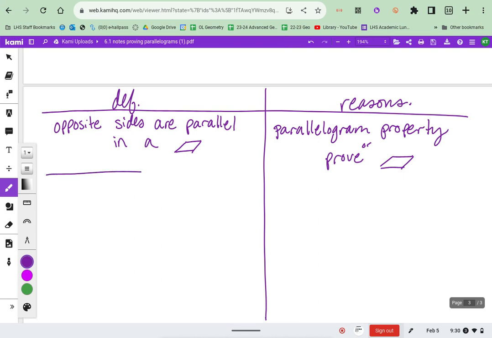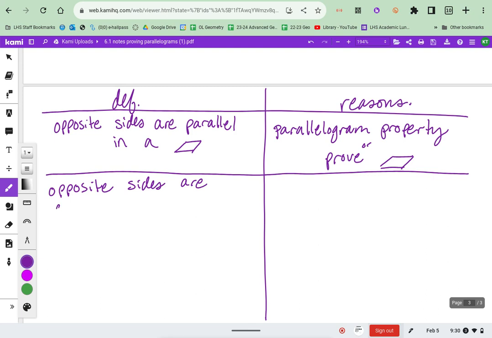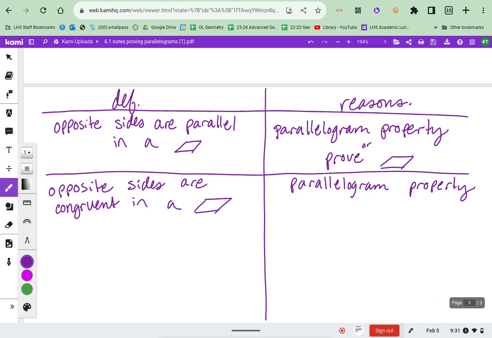And guess what? We're going to go ahead and do that for the other properties too. So the other 4 properties of the parallelogram. So we'll do opposite sides are congruent in a parallelogram. And this can also be used as a parallelogram property. Or you could use this to prove that what you're looking at is a parallelogram.